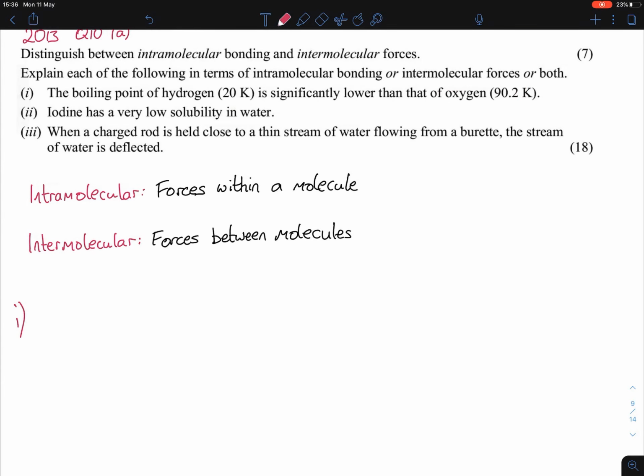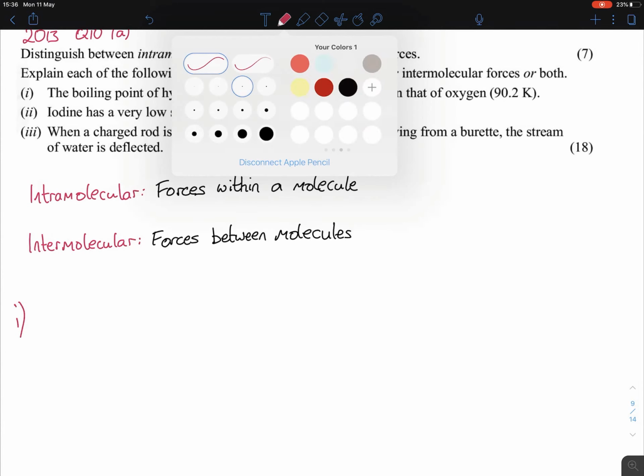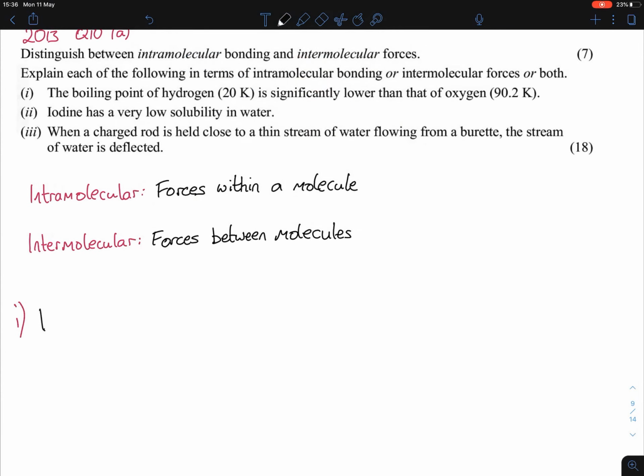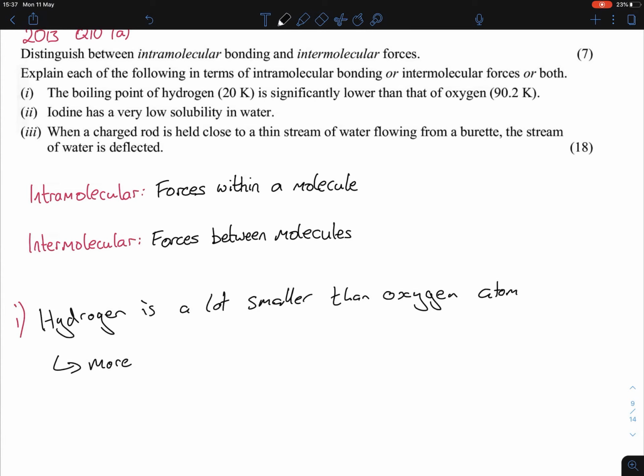Well, it comes down to molecular mass, their relative molecular mass. So hydrogen is smaller, which is a lot smaller than oxygen. Hydrogen is a lot smaller than oxygen. This generally means that the smaller an atom is, the less likely the bonds are going to form. And the less likely bonds are to form, the weaker they're going to be. So hydrogen is smaller than oxygen atom, more likely to be van der Waals.